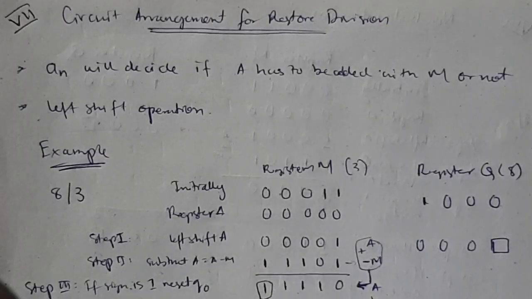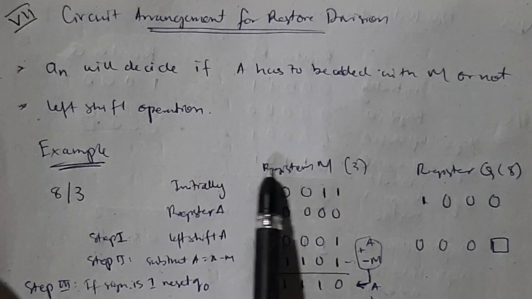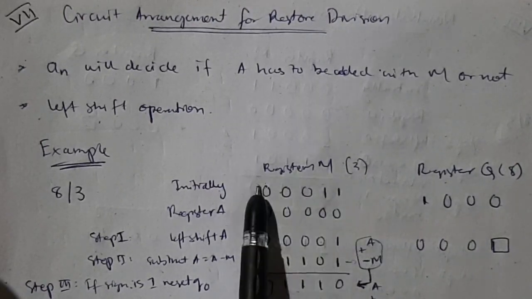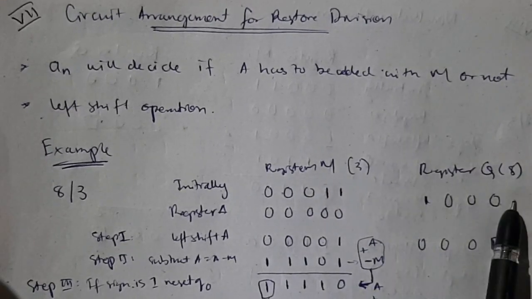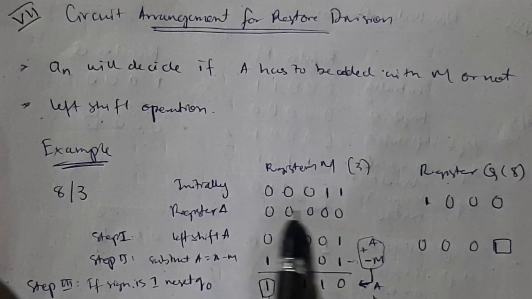Let's start by taking an example. Suppose you have to divide 8 by 3. What you need to do first is write here M and Q. Write the binary equivalent of M, which is 3, and Q, which is 8. Then take register A below M. Write all zeros initially for A.